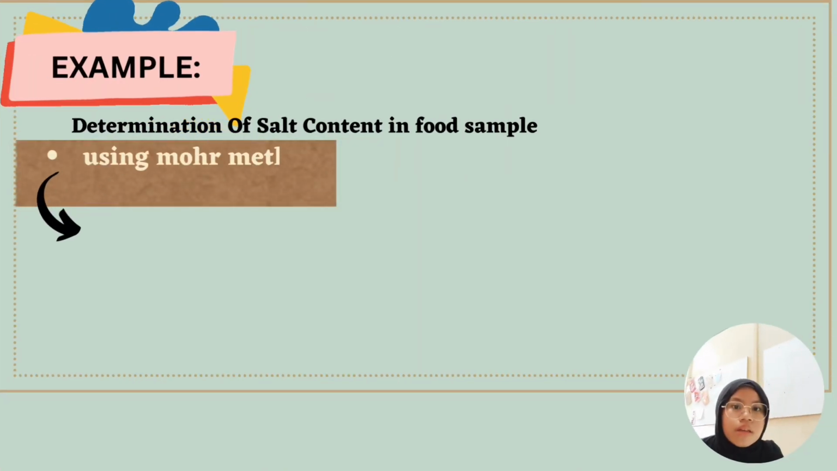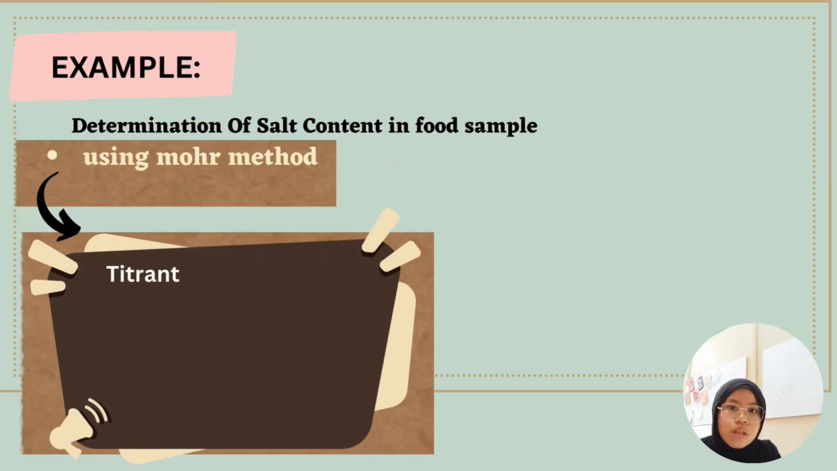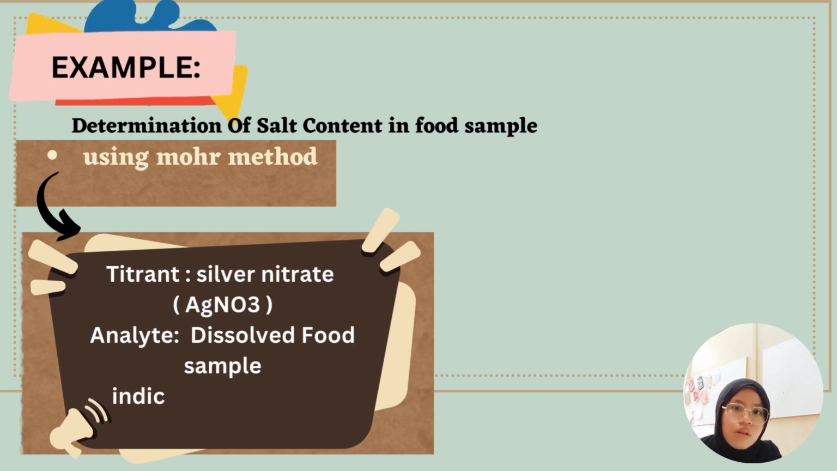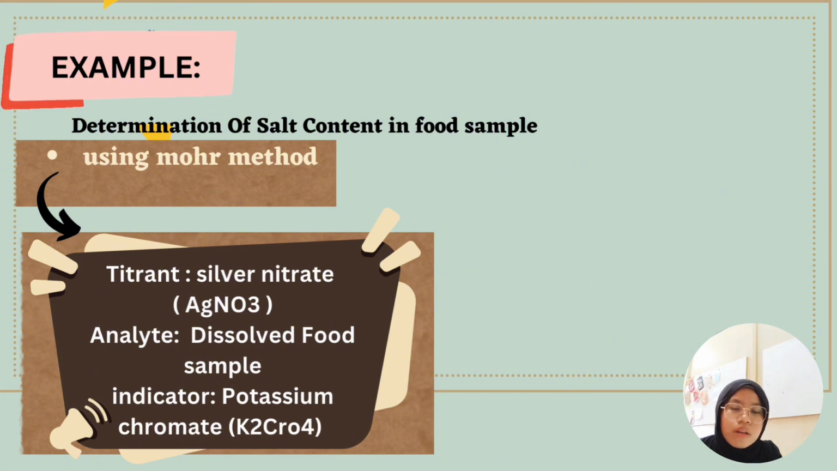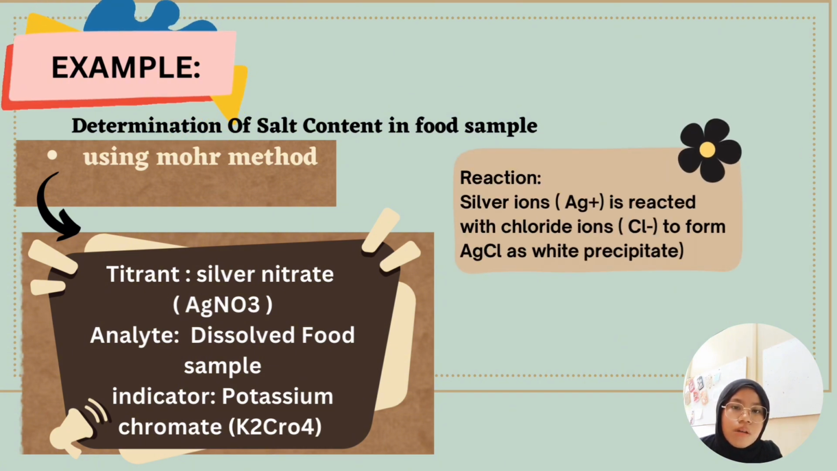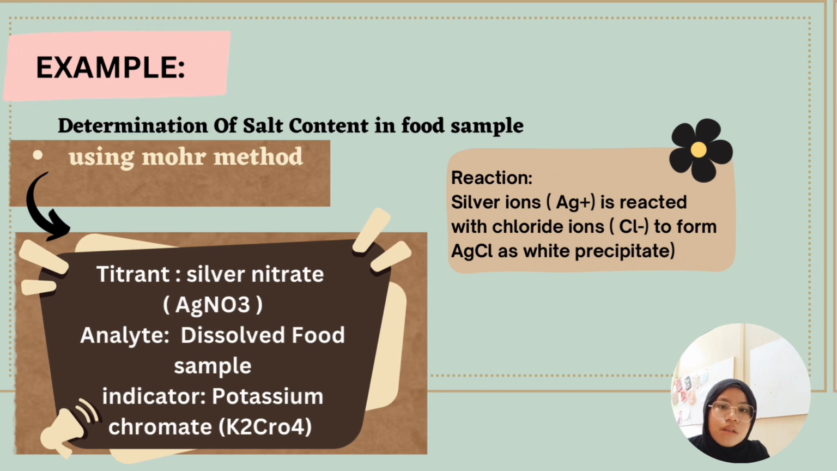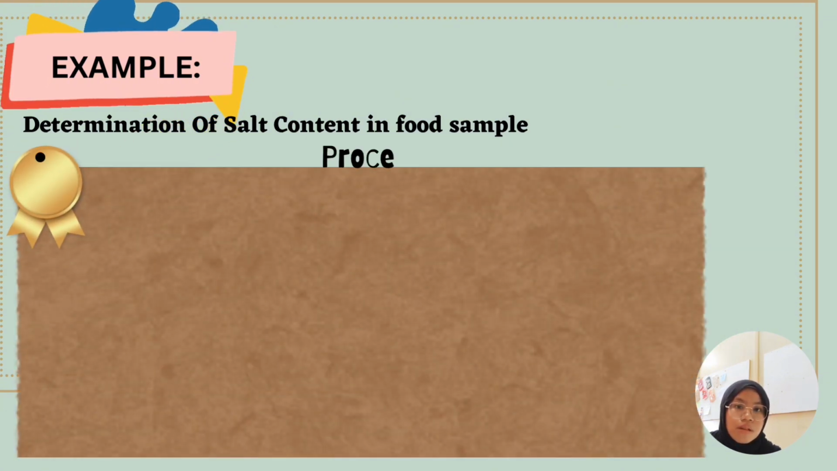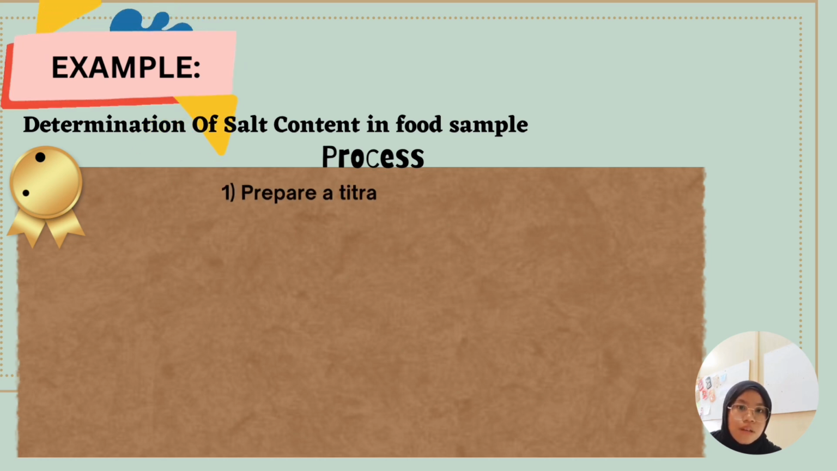We can use the Mohr method, in which silver nitrate solution is the titrant to indicate the concentration of salt present in a food sample that has been dissolved in distilled water. Note that the food sample must be dissolved in water, as it is easier to extract salt from it. For your information, the Mohr method is the basic volumetric analysis used in the food industry as a precipitation titration, in which by the end of this reaction precipitates will be formed. In this method, we commonly use silver nitrate solution as the titrant and dissolved food as the analyte.